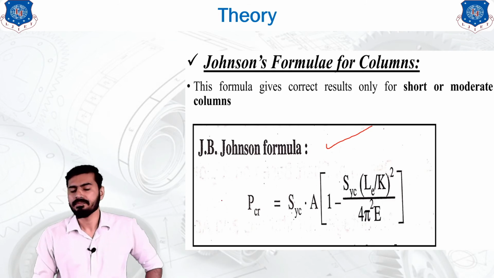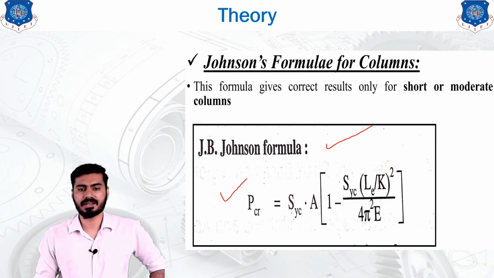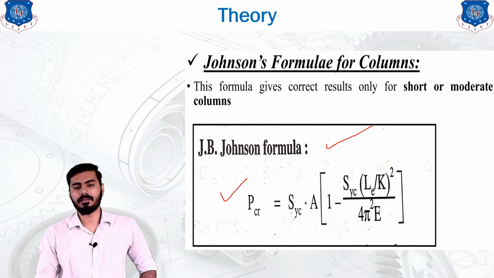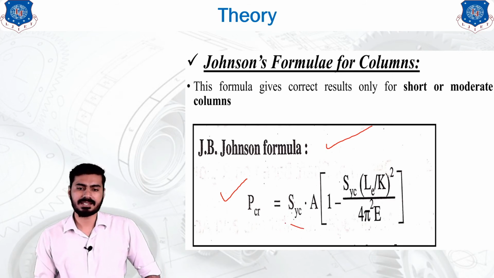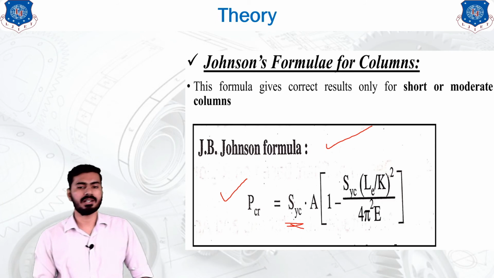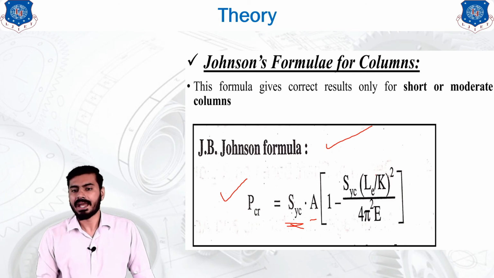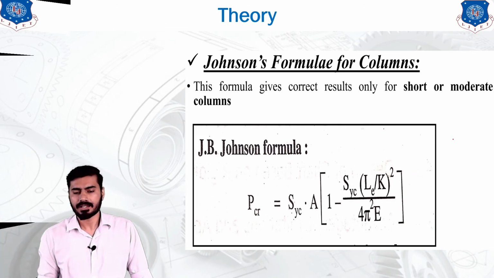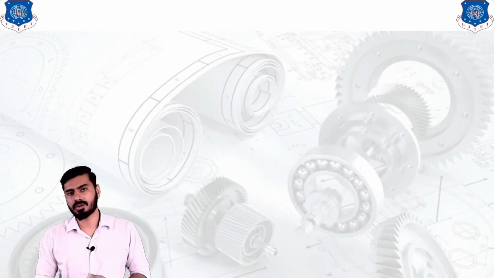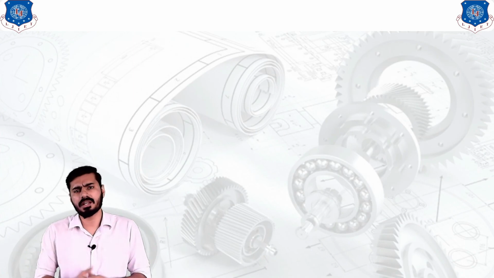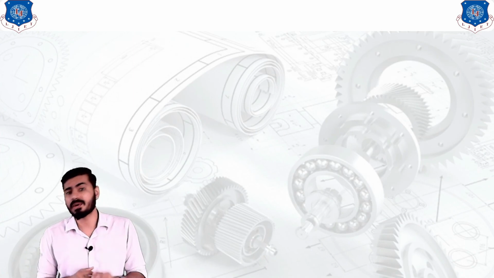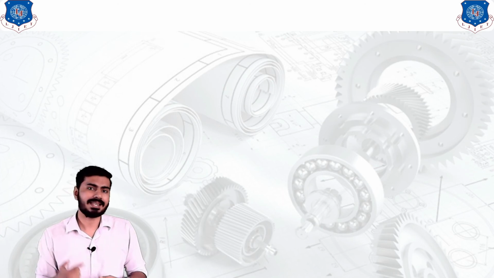This equation gives the value of PCR equals SYC into A, times 1 minus SYC LE by K square upon 4 pi square E, where SYC is the yield strength under compression and A is the cross-section area of the component. So this was the equation of Johnson's formula. This is also known as the parabolic equation or the straight line equation. There are two different equations for Johnson's formula: the first one is the parabolic equation and the second one is the straight line equation.